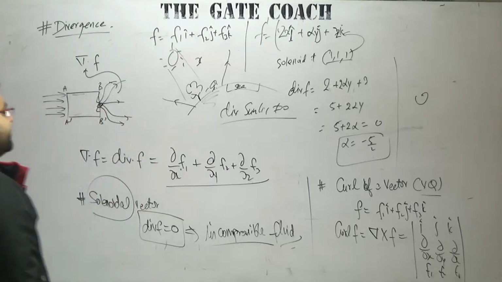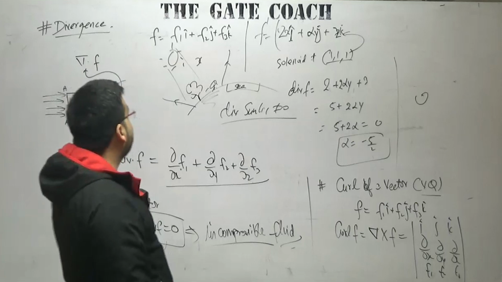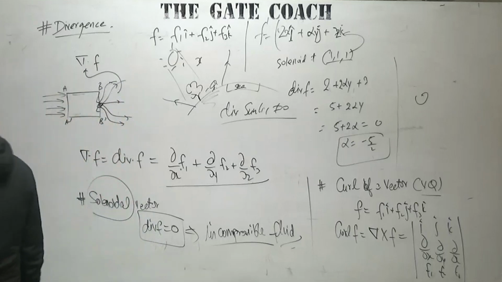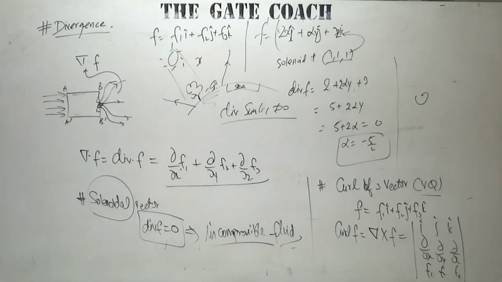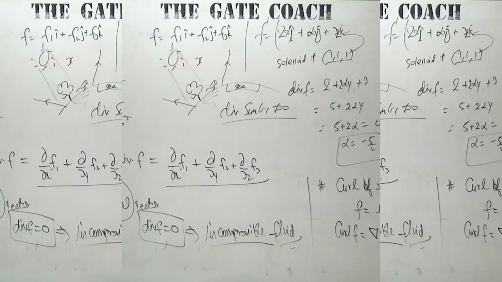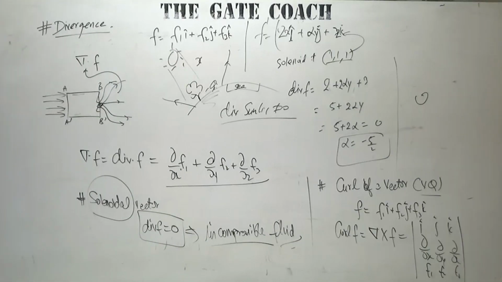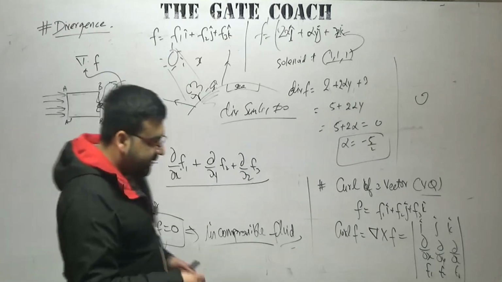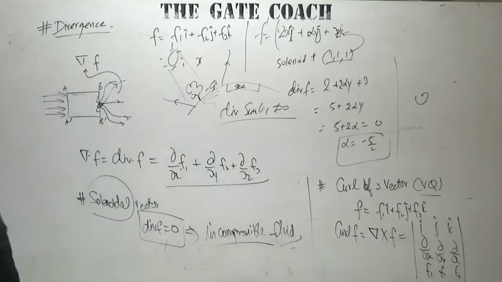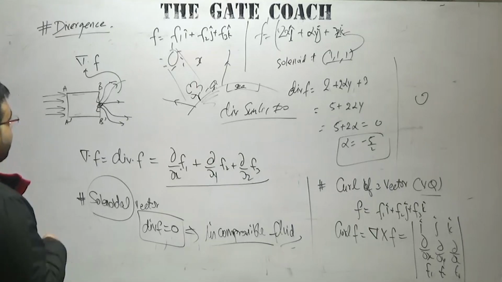So we discussed these 3 properties. First one is the gradient, second one is the divergence, and third one is the curl. After this, students, we discussed the line integral, surface integral, and the volume integral.